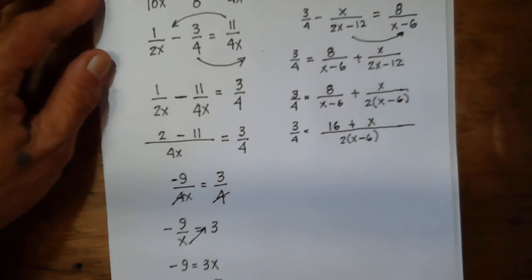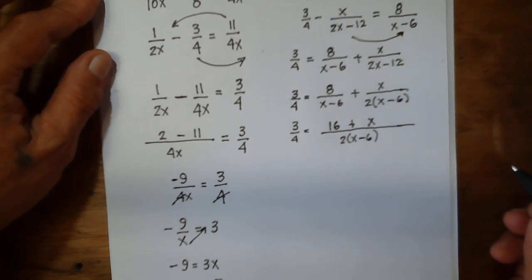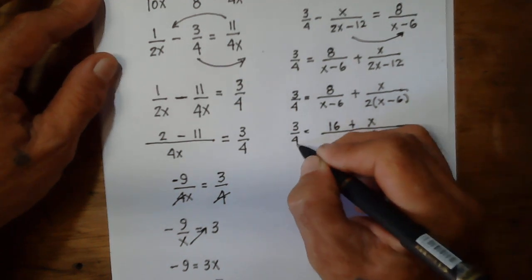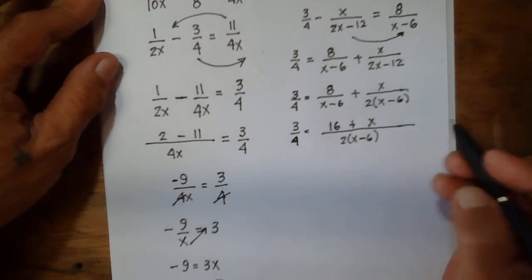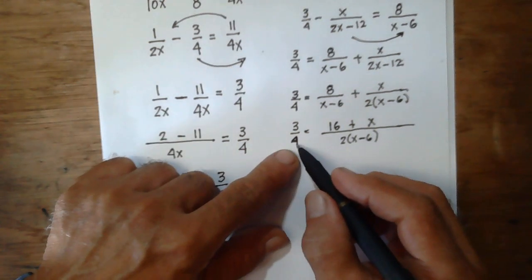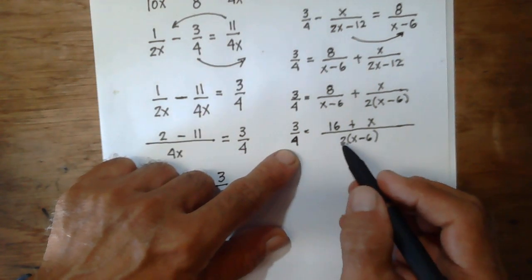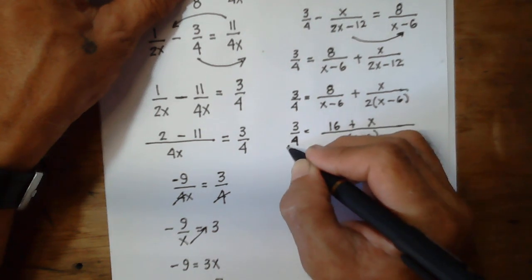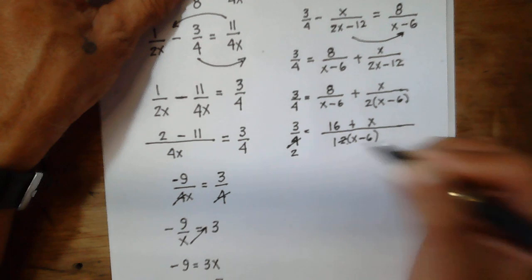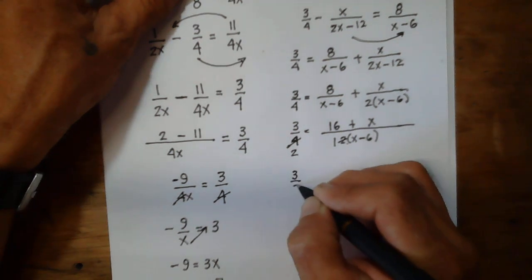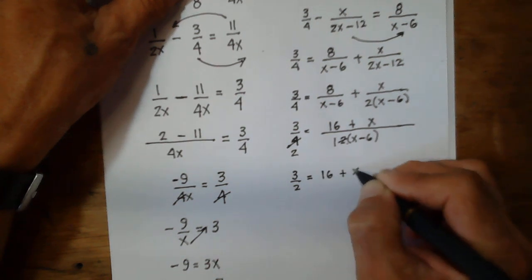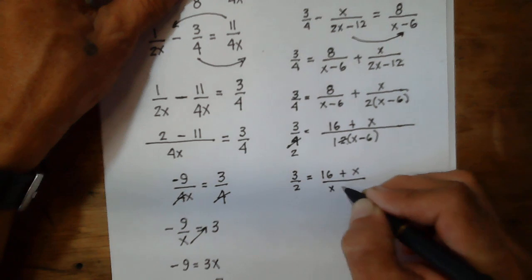Okay? So, again, we have here denominators that can still be simplified. We have a denominator which is 4 on the left side and a denominator which is 2 on the right side. So we divide both sides by 2. This becomes 2 and this becomes 1. So we have 3/2 is equal to 16 plus x over x minus 6.